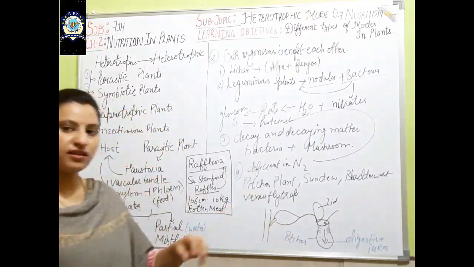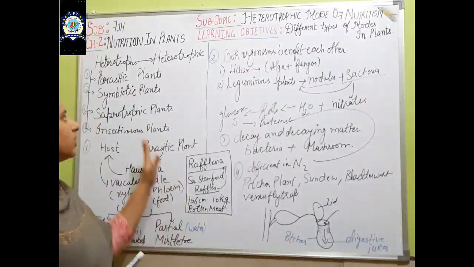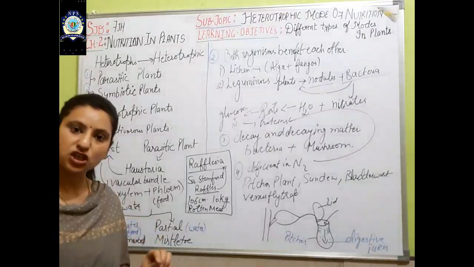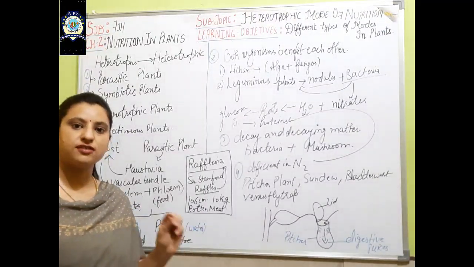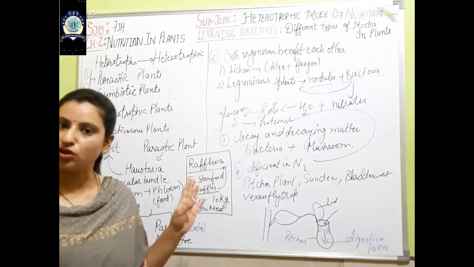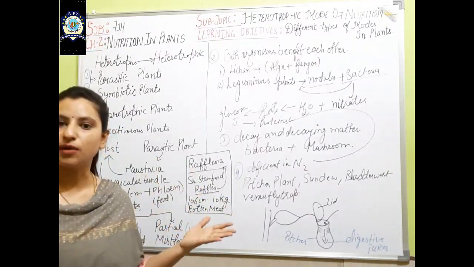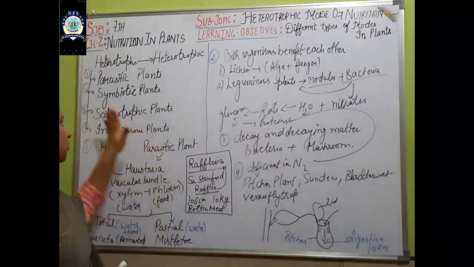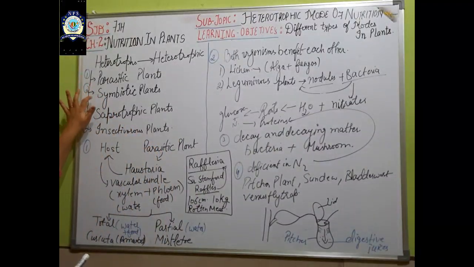Okay, so let's recap very quickly all the things we have discussed about the heterotrophic mode of nutrition in plants. Especially the heterotrophic mode of nutrition is present in those plants which are non-green, and the animals are also heterotrophic because they depend upon the plants for their food. But we are just discussing the plants. So 4 types of plants we have discussed: parasitic, symbiotic, saprotrophic, and the insectivorous.